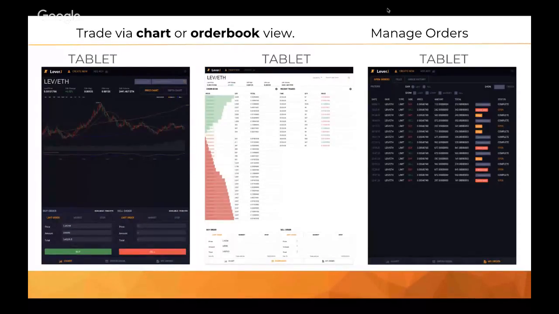And then last but not the least, if you look at the last screen here on the right, which just shows your manage orders, which essentially is giving you the ability to see all your open orders and of course take some action on it. You could cancel orders, you could look at details of the orders, and so on and so forth. So those are the screens.